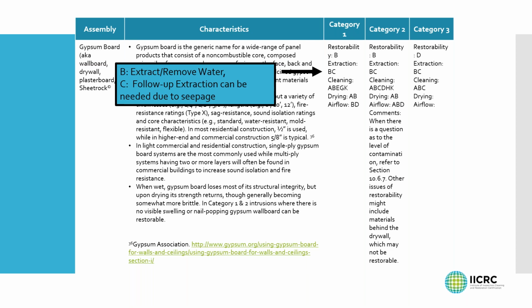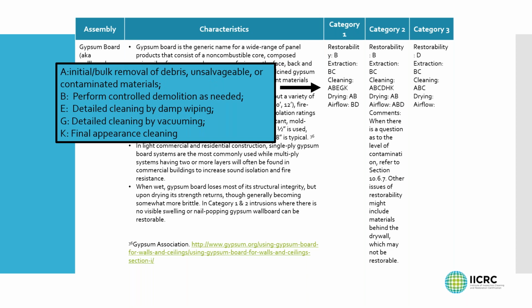But if you go and look at category 2 and category 3, it's also going to tell you how to handle each of these. How about cleaning? Well, cleaning, we've got lots of options. We can do bulk removal of debris and unsalvageable materials if there are some in a category 1. We can do controlled demolition. We can do detailed cleaning by damp wiping, by vacuuming, and then there might be a final appearance cleaning. These are all things that could happen to gypsum board in a category 1 as far as cleaning goes.